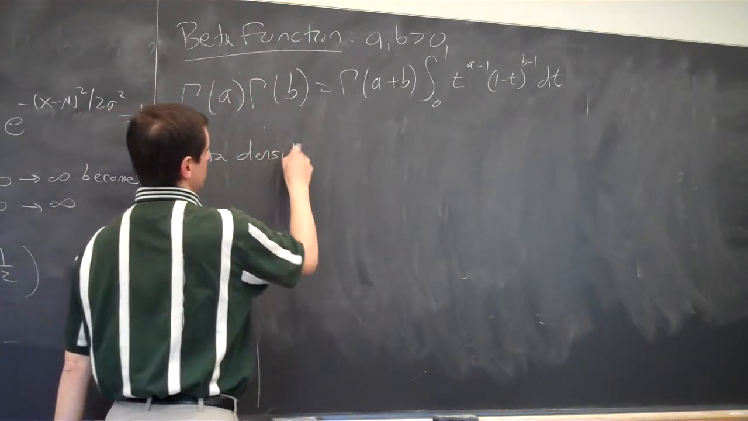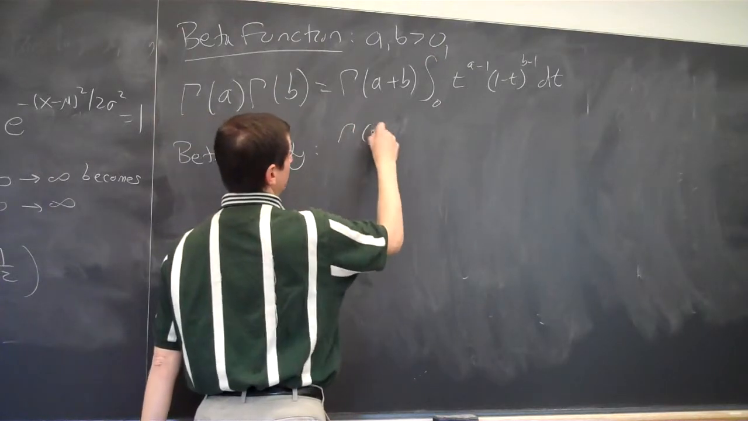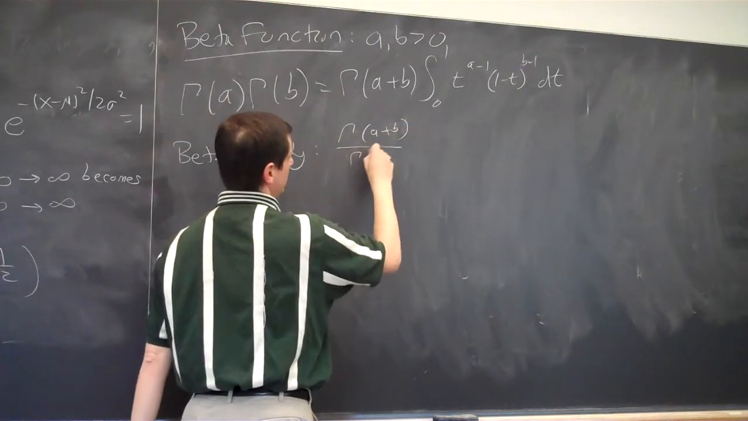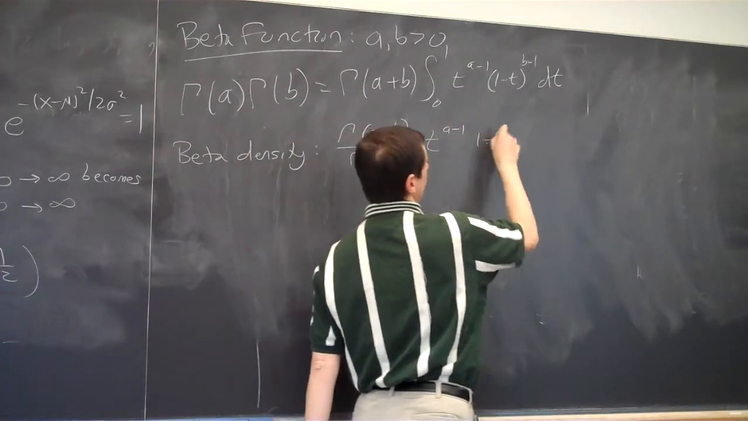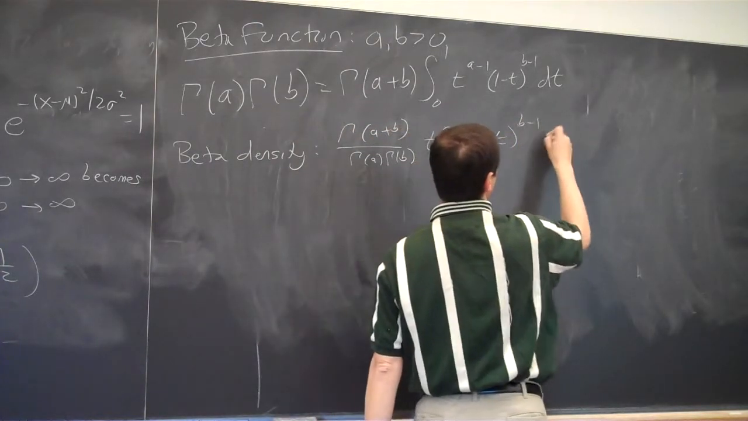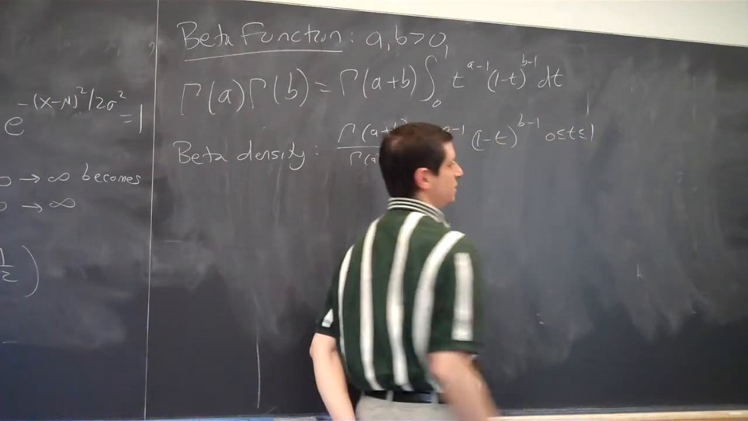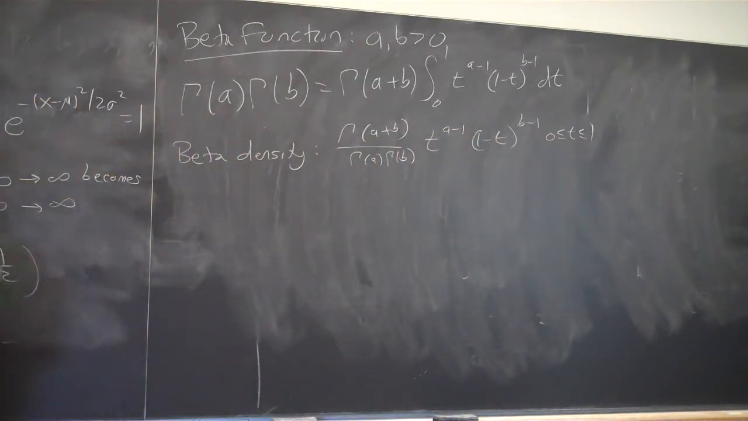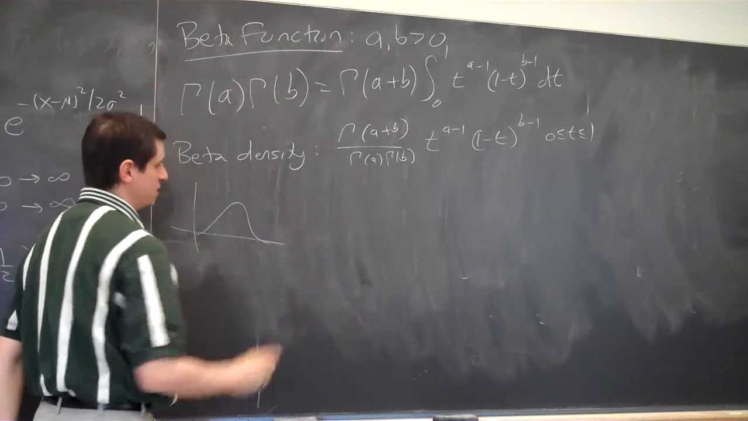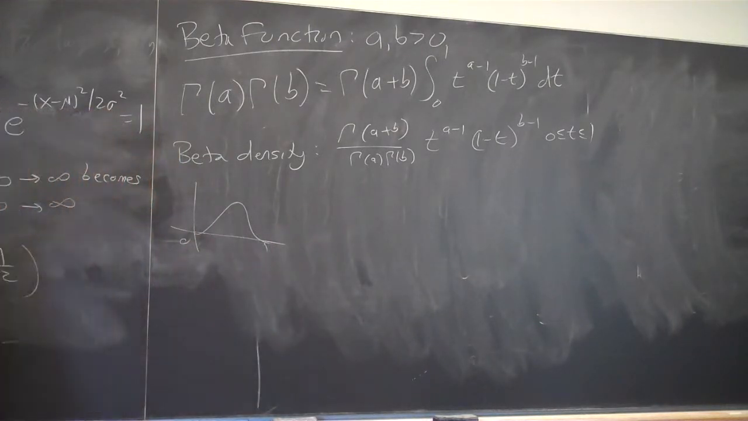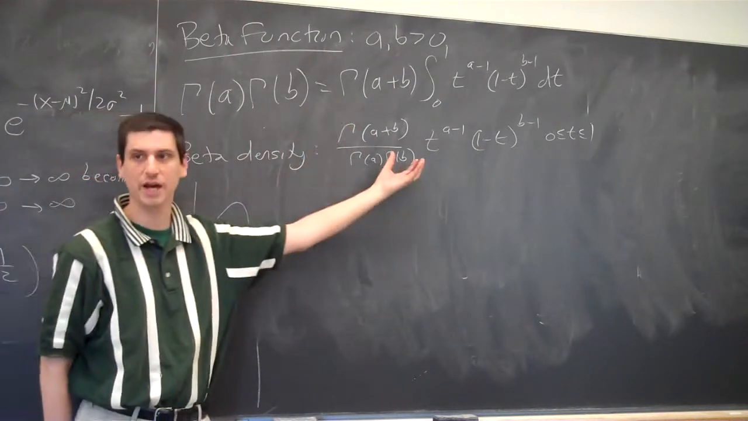The beta density is going to be gamma of a plus b over gamma of a, gamma of b, t to the a minus 1, 1 minus t to the b minus 1, for 0 less than or equal to t less than or equal to 1. For those of you who are taking economics, you might see the beta distribution modeling a lot of things. It's going to give you curves that can look something like this on 0, 1. So it gives you a great family of one-bump distributions. A lot of natural phenomena are modeled by this.